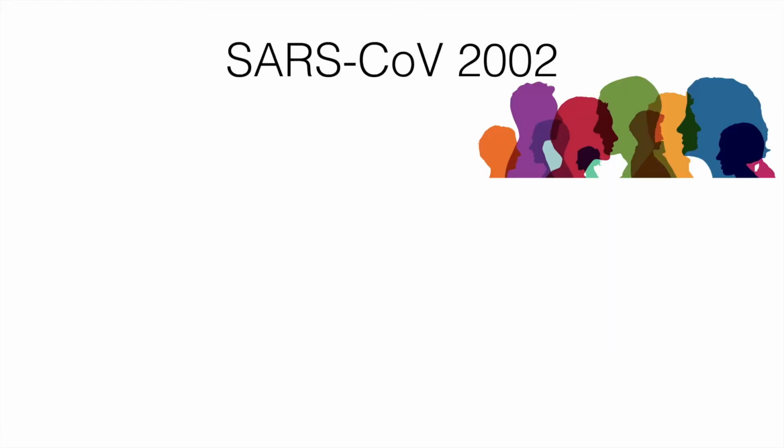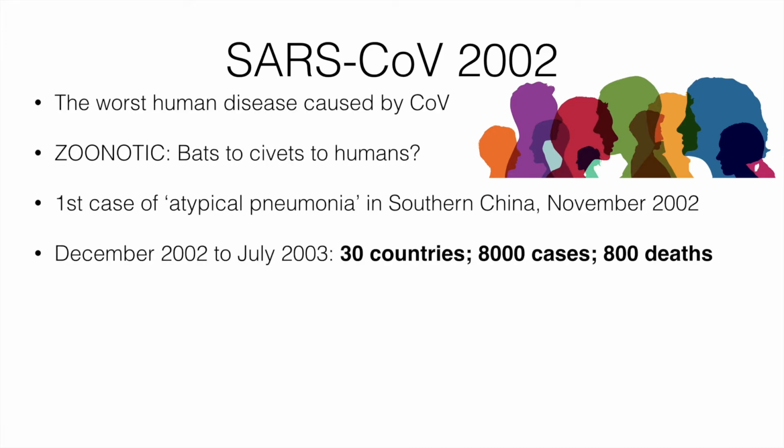All right, let's talk about SARS. As I said before, it originated in 2002, and at the time it was thought of as the worst human disease caused by a coronavirus. Now, it was found to be zoonotic, though there are still some questions to that as far as transmission goes.